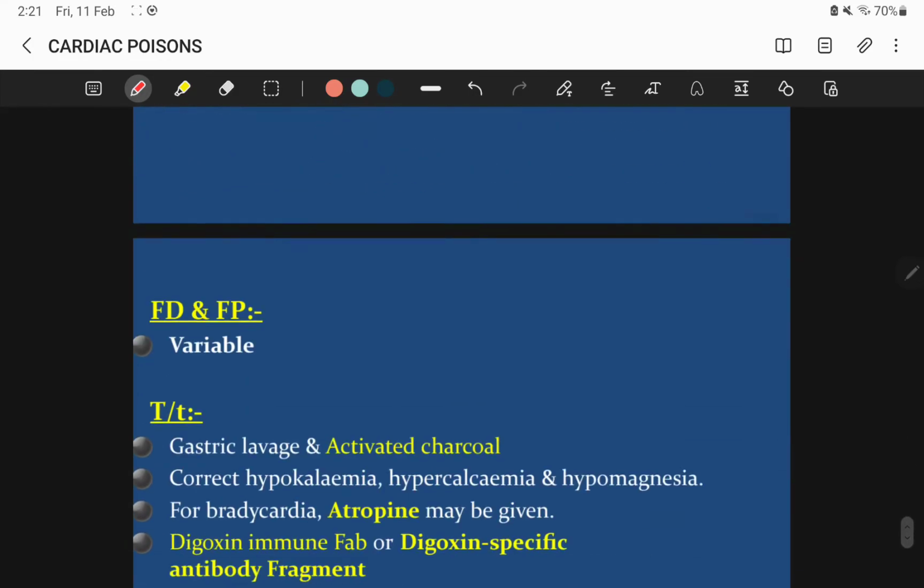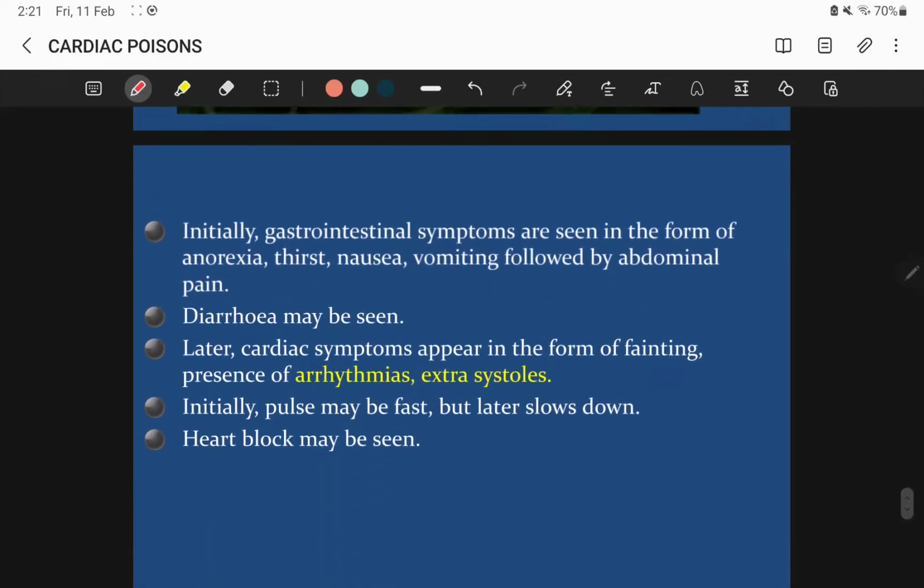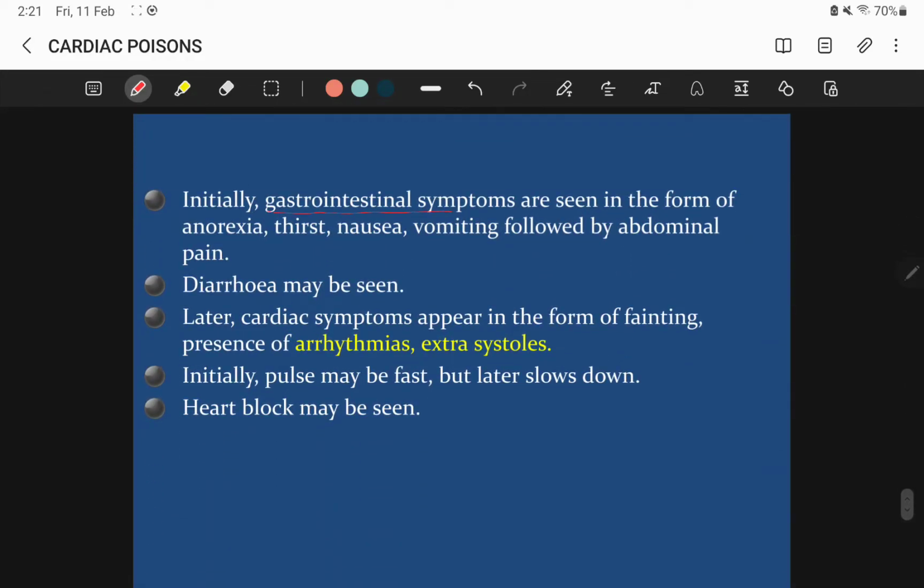So now only two to three slides are left. Initially, gastrointestinal symptoms are seen in the form of anorexia, thirst, nausea, vomiting, and then abdominal pain. This is typical, you should know it already. Diarrhea may also be seen, and then later the cardiac symptoms appear in the form of fainting, in the presence of arrhythmia and extrasystole.